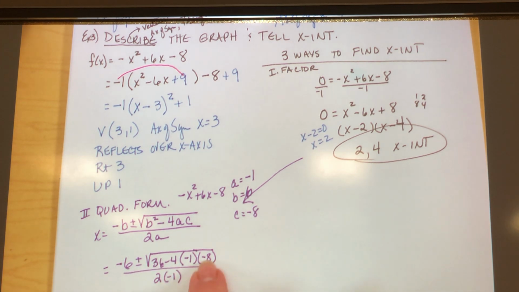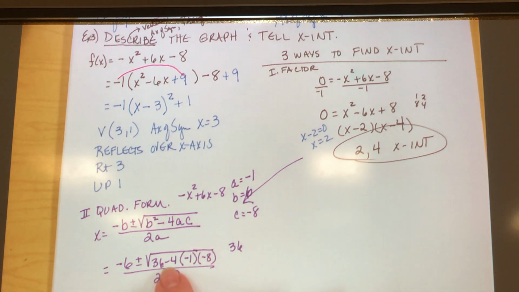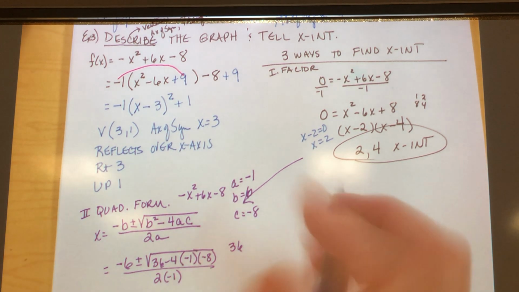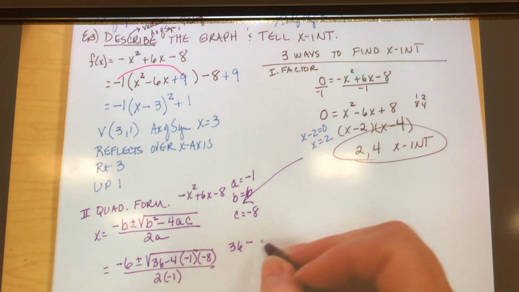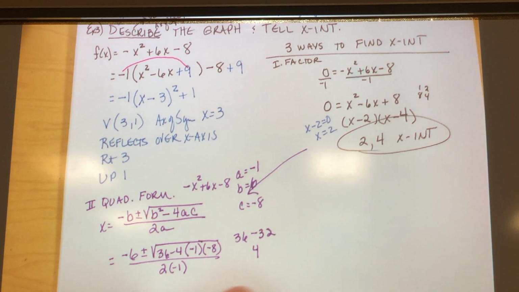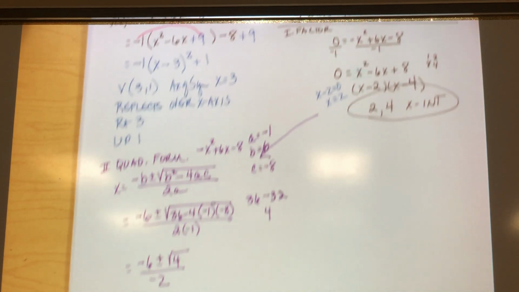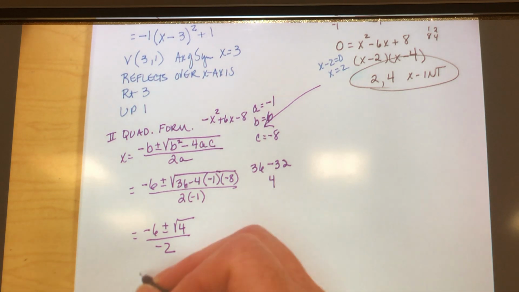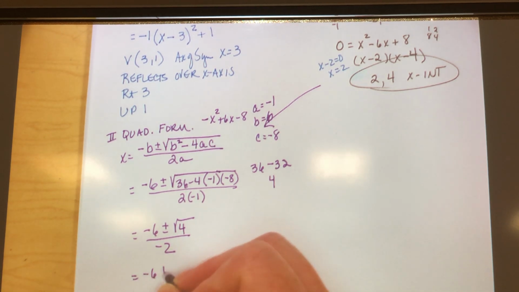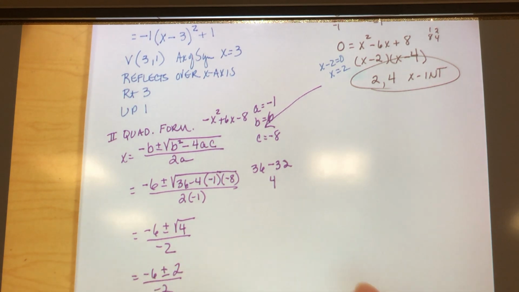Alright, so look right here. I'm going to go out to the side and do this guy. 36. Three negatives make a negative. What's 4 times 8? What is 36 minus 32? 4. So I have negative 6 plus or minus the square root of 4 over negative 2. Are you with me? Everybody okay so far? What is the square root of 4? 2 over negative 2.